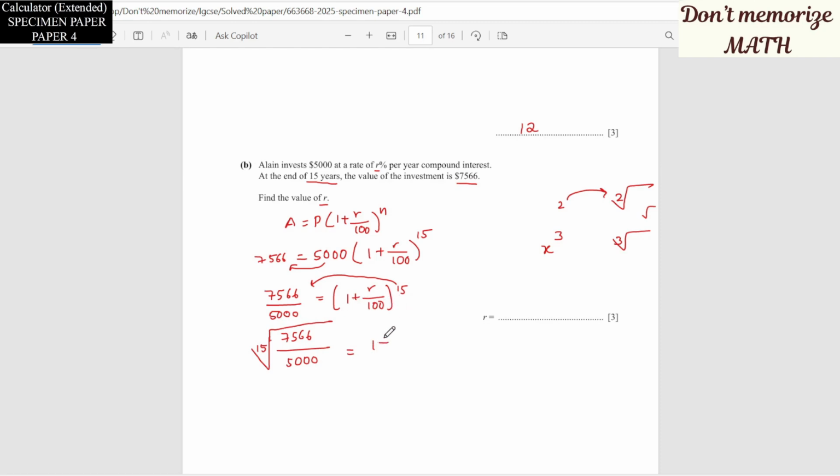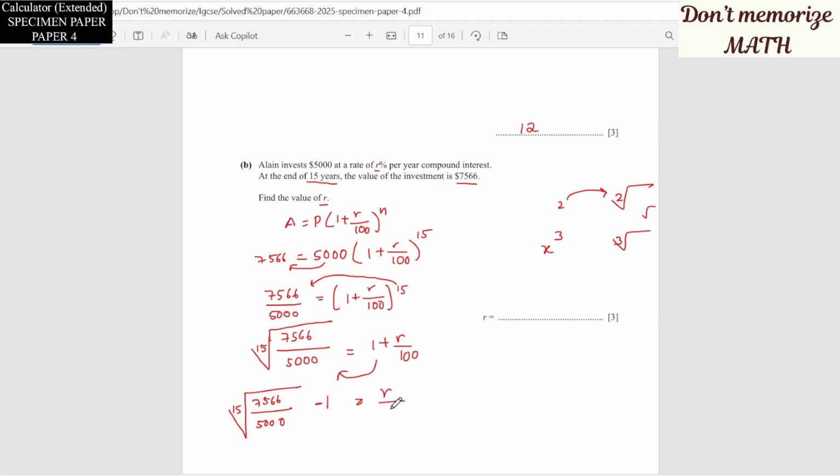No need of bracket, just write 1 plus R over 100, because there is a power, that's why they put the bracket. Okay, now you can move 1, so 1 will become minus 1 because we are adding 1. An addition number, when you move it, will become subtraction. So write the 15th root of 7566 divided by 5000. Outside the root it is minus 1. Plus 1 became minus 1. So be very careful when you check the calculator. In the calculator this minus 1 must be outside the 15th root.